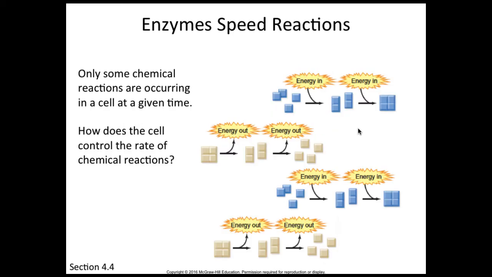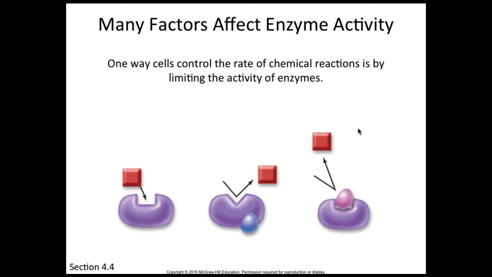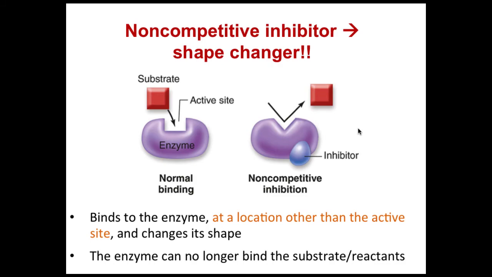Only some chemical reactions occur in a cell at a given time. So we could ask ourselves, how does the cell control the rate of these chemical reactions? One way cells control the rate of chemical reactions is by limiting the activity of these enzymes. The first example is called non-competitive inhibition. This is our shape changer. And that inhibitor changes its shape. Therefore, the enzyme can no longer bind to the reactant that it was intended for.